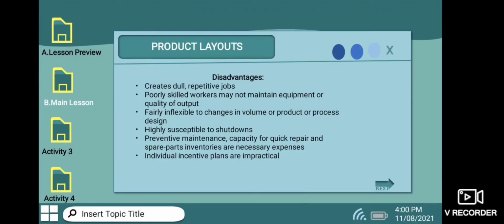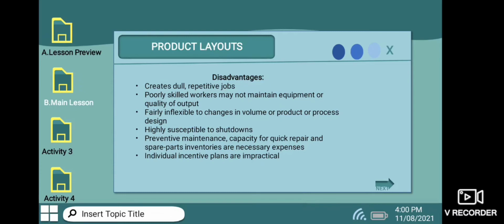So if it has advantages, product layouts also have disadvantages. Number 1, create dull, repetitive jobs, boring and repetitive work. Poorly skilled workers may not maintain equipment or quality of output. Unskilled workers may not be able to maintain the quality of equipment and services. Fairly inflexible to changes in volume or product or process design. Very inflexible to volume, product, or process design changes.